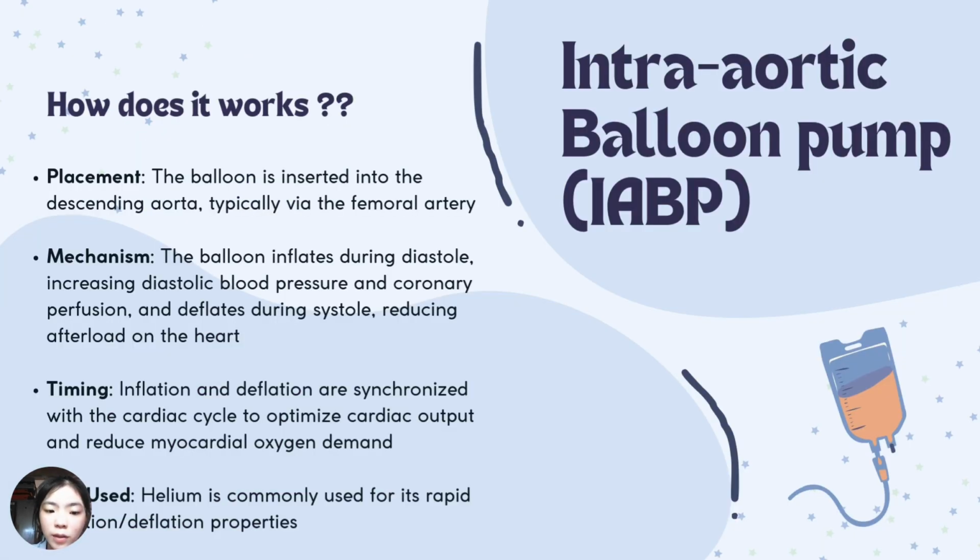So here goes the treatment for cardiogenic pulmonary edema, which is the intra-aortic balloon pump, IABP. Firstly, we talk about the placement. The balloon is inserted into the descending aorta, typically via the femoral artery. And then the balloon inflates during diastole, increasing diastolic blood pressure and coronary perfusion, and deflates during systole, reducing afterload on the heart.